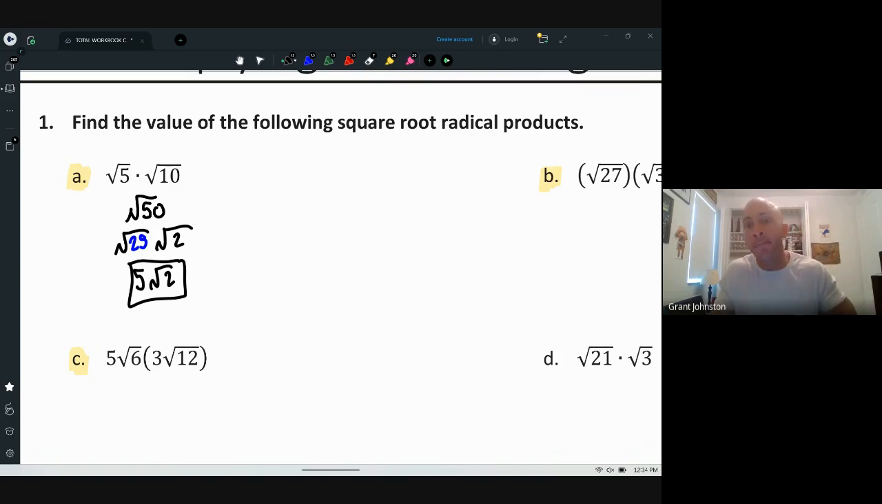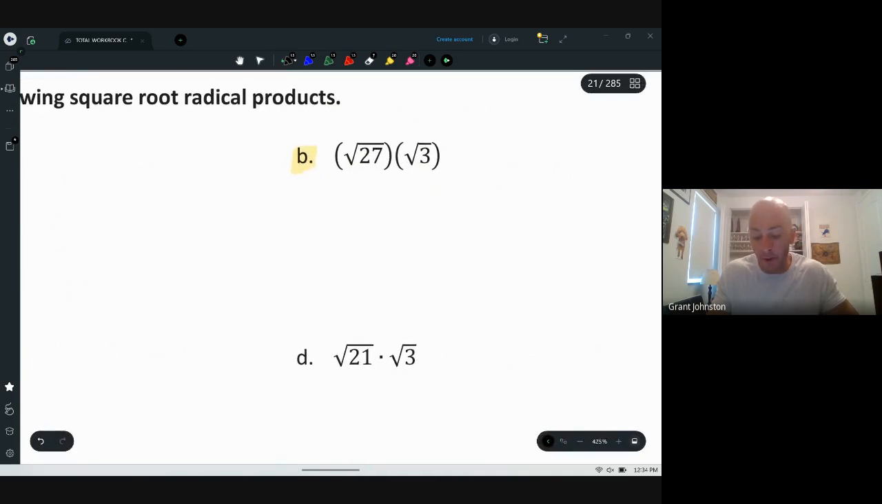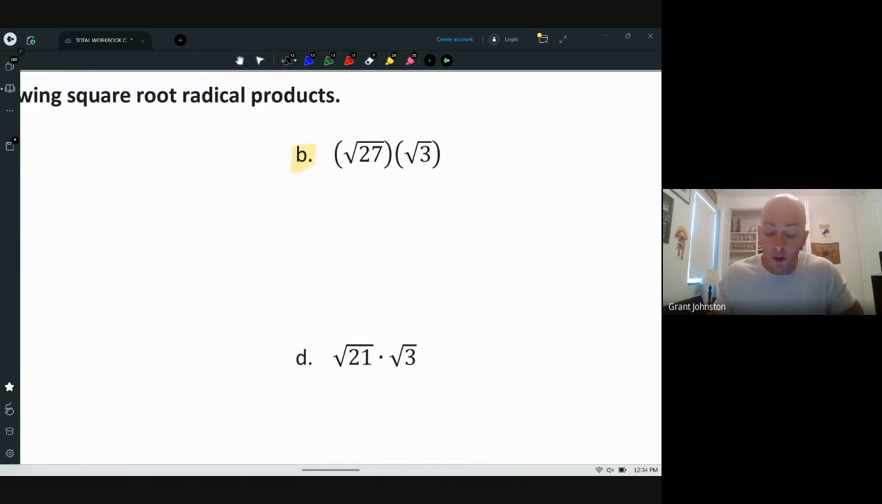Let me show you B. I have the square root of 27 times the square root of 3. Well, 27 times 3 is 81. But this one's unique because I really wouldn't need to break it up, because 81 is a perfect square. The square root of 81 is just 9. So don't overthink some of them. Sometimes they're just going to simplify and be rational whole numbers.